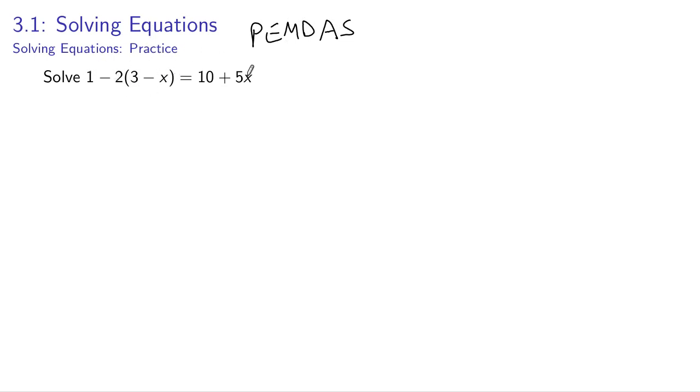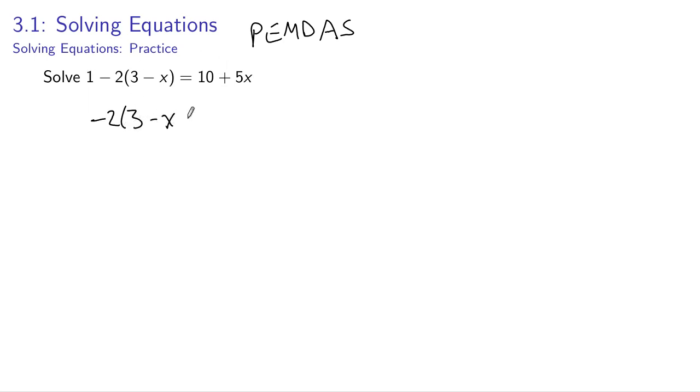So to undo the operations, we have to go in the backwards order in order to solve for x. These operations have to do with the order you would evaluate if you had a value for x. So when we solve, we're going to be going backwards. So the first thing we need to do is distribute. Well, we could move the 1 over. That would be the first thing we could do, undo the subtraction or addition here. Minus 2 times 3 minus x.